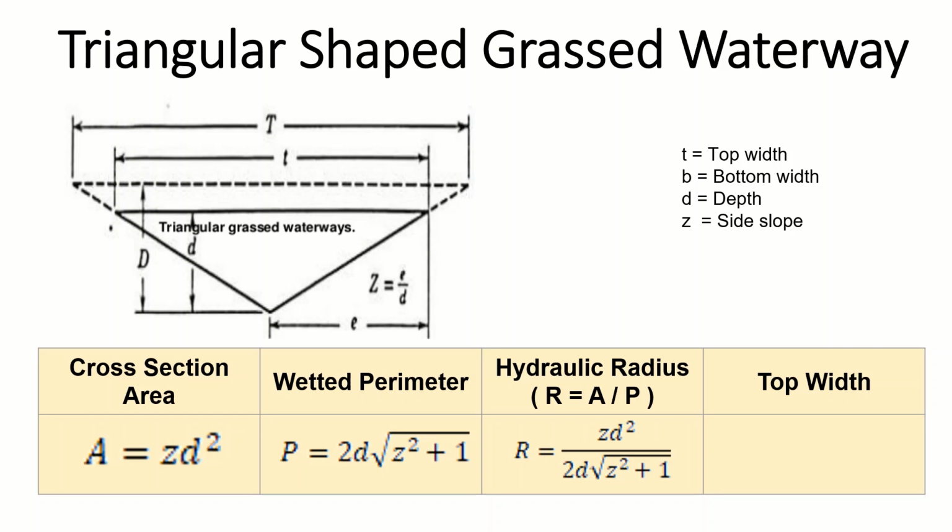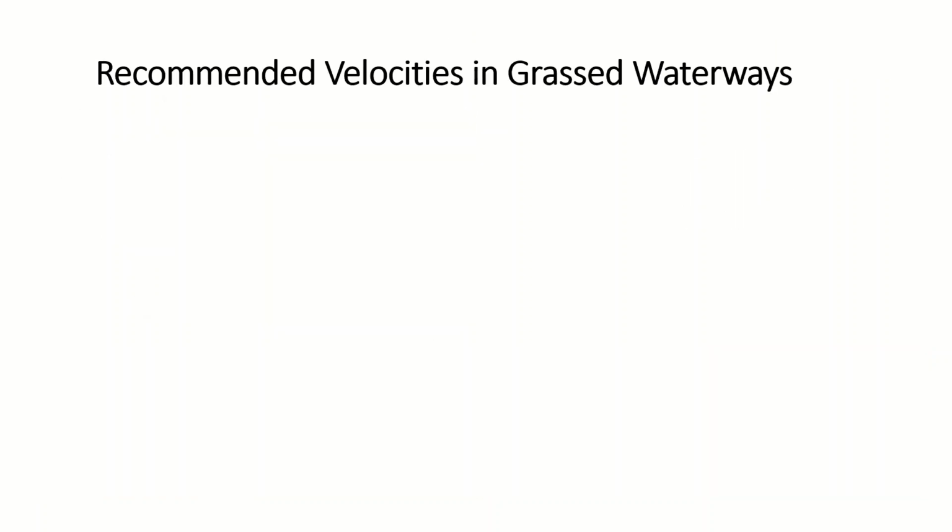Hydraulic radius is the ratio of area to perimeter, A divided by P, and top width can be calculated using this equation: T is equal to 2dz.